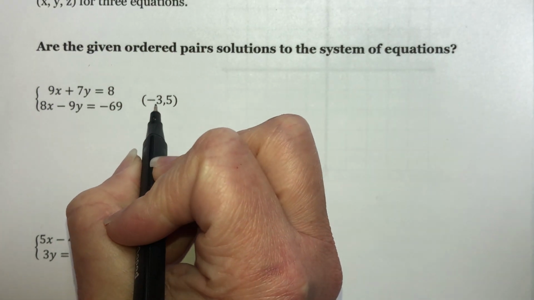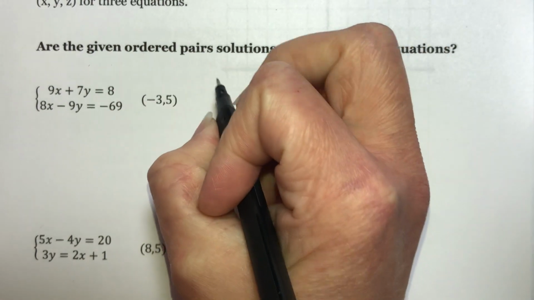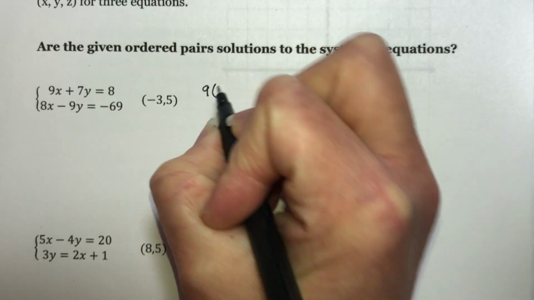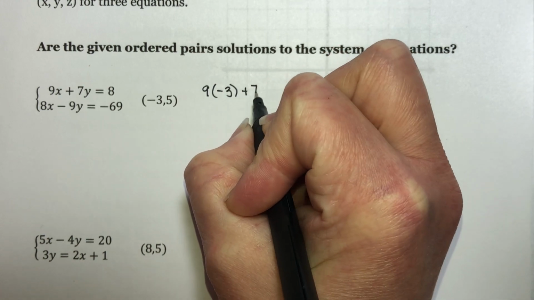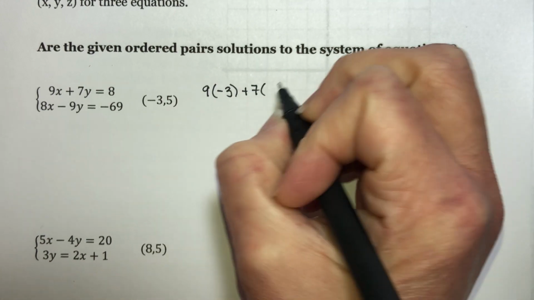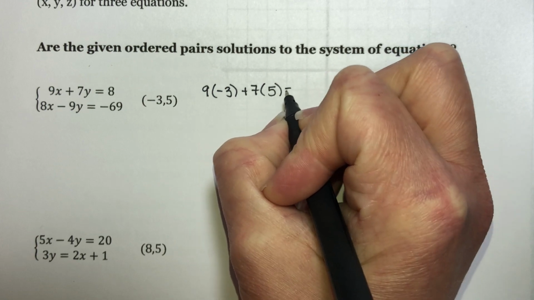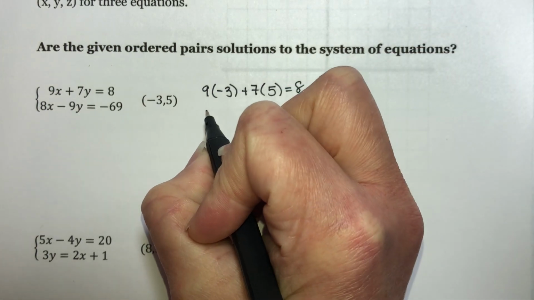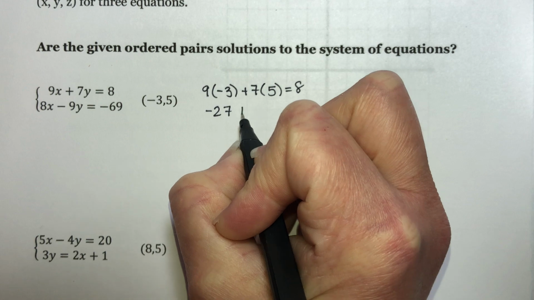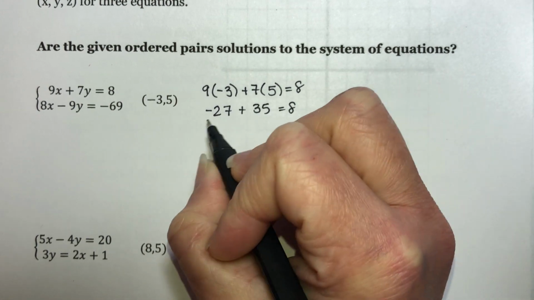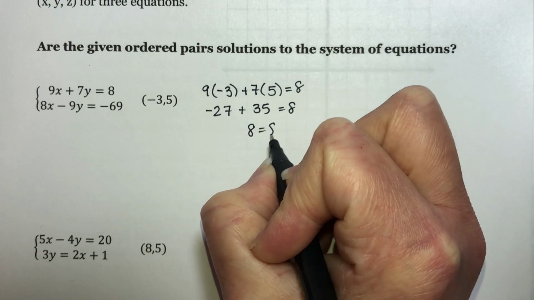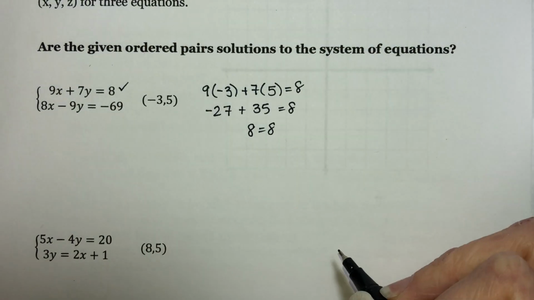So let's just check it in this first equation. That would be 9 times -3 plus 7 times my y, which is 5, is equal to 8. This gives me -27 plus 35 is equal to 8. Do the arithmetic, 8 equals 8. So it checks out in the first equation.